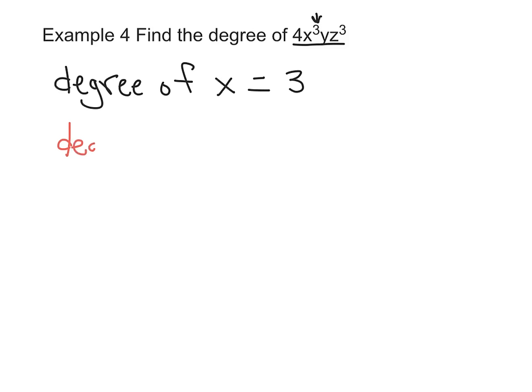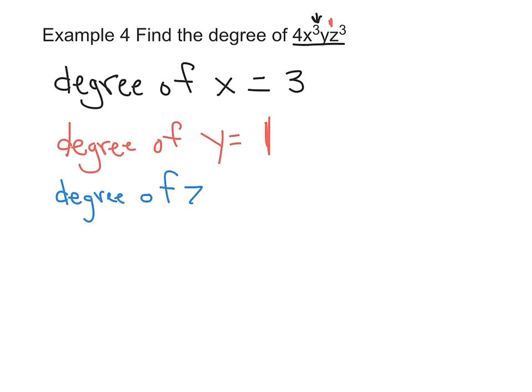Now, I am going to find the degree of y. The degree of y is 1. Anytime a variable does not have an exponent on it, it's implied that it's a 1, because y to the first is equal to y, so the degree of y is 1. Now we need to find the degree of z, and the degree of z once again is 3.